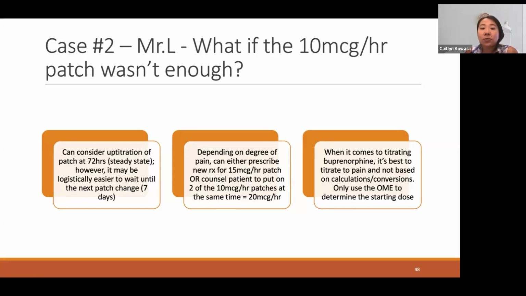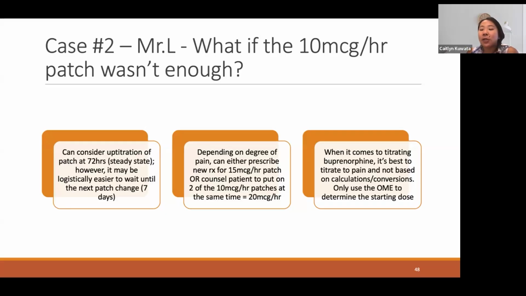So in this patient's case, who's on a 10 microgram per hour patch, you could say at your next patch change, let's put on 2 of the 10 microgram per hour patches. So it's equivalent to them wearing a 20 microgram per hour patch. And I just tell them, put the 2 patches next to each other at a new site completely from the first patch they had used, but just have them side by side. And then see how they do.